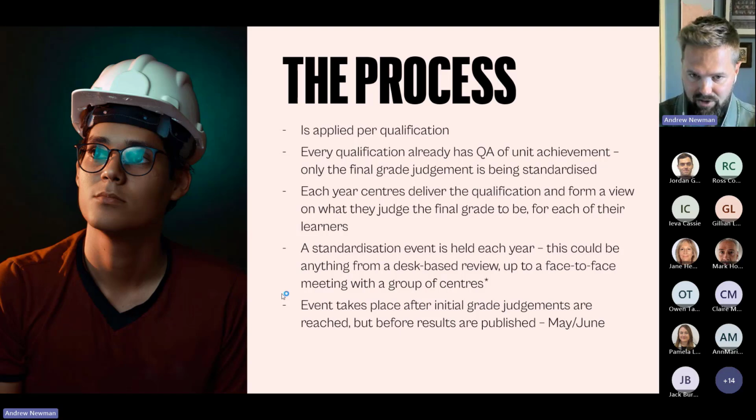So each year, centres will deliver the qualification. They'll form a view on what they judge the final grade to be for each of their learners. In the piloting and evaluation, the way this has worked is centres have gone through assessments. They've tracked the standard they thought the learner was at. In some cases, they've given nominal grades to pieces of assessment. You know, this piece of assessment might be of a merit grade, for example. They've tracked and recorded that. And then at the end of the year, they have a very good idea of what a learner's grade will be. They then check that internally against the grading criteria to make sure they're making the right judgment, and then reach a conclusion on that final grade.